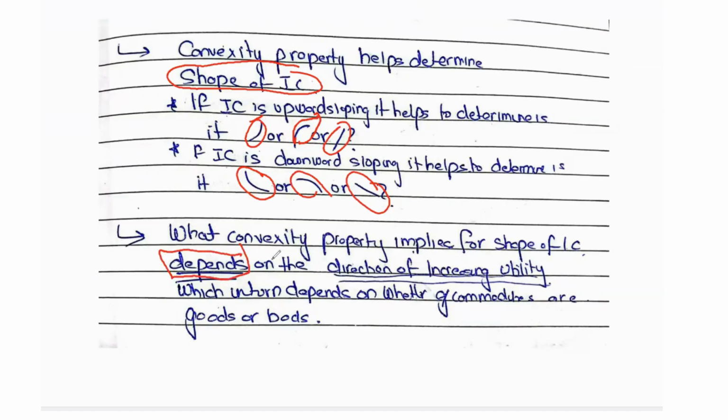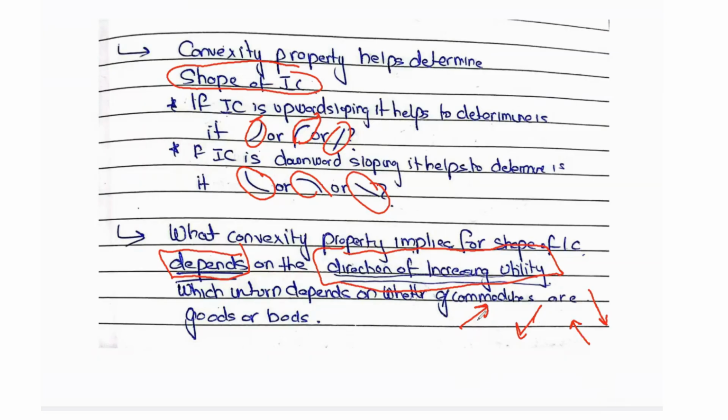Which one of these you draw will depend on the direction of increasing utility. This is extremely important. Whenever you're looking at what convexity implies for the shape of the IC, you need to know the direction of increasing utility. We'll look at why this is important. The direction of increasing utility depends upon whether the commodities are goods or bads. If both commodities are goods, then utility increases in this direction. If both commodities are bads, utility increases in this direction. If x1 is a good and x2 is a bad, then utility increases in this direction. If x1 is a bad and x2 is a good, then utility increases in this direction.